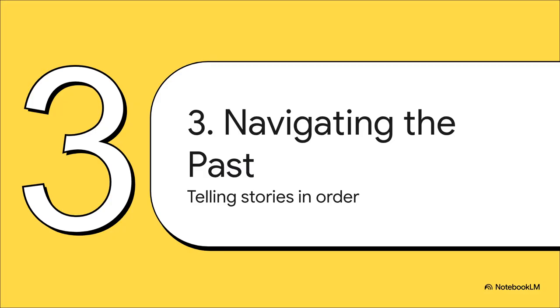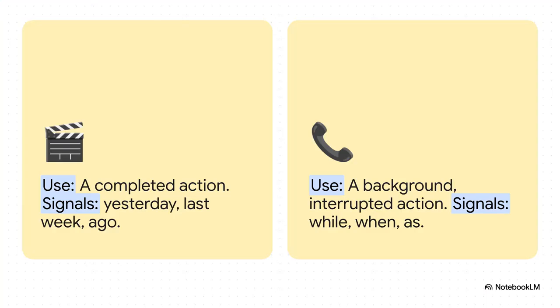This is where tenses really become your tool for telling clear, compelling stories and putting all your events in the perfect order. Here we go, another classic pair. The simple past is for a totally completed action. I watched a movie last night. It's over, it's done. But the past continuous, that sets the scene. It's the background action that gets interrupted.